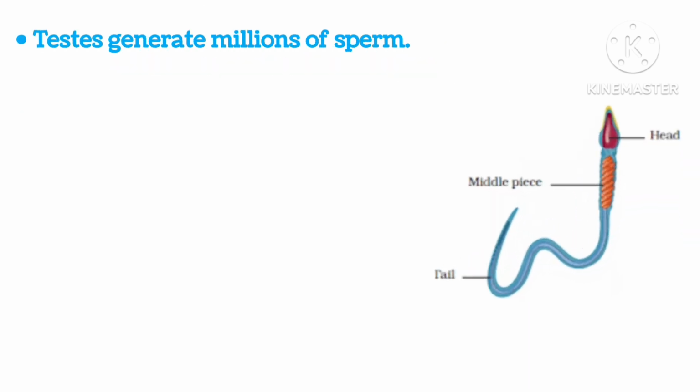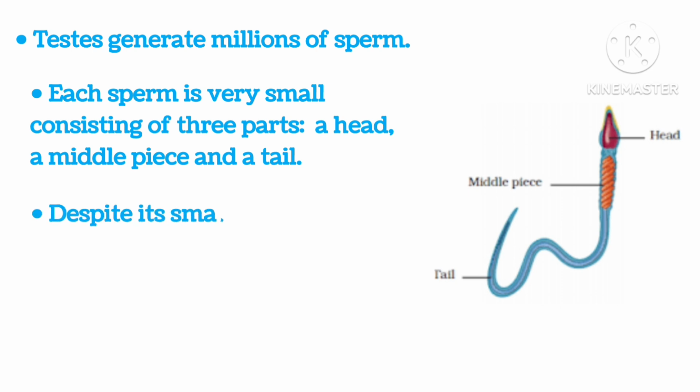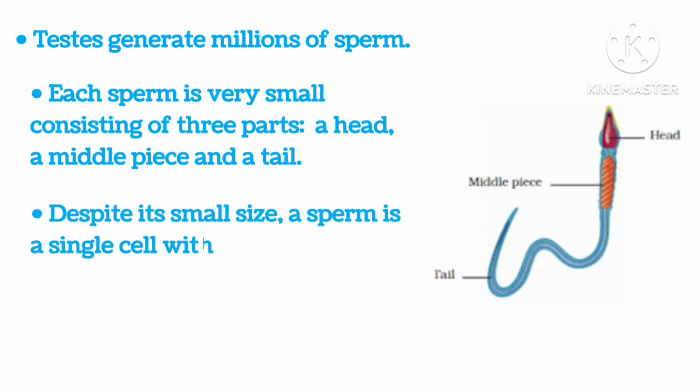Testes generate millions of sperm. Each sperm is very small, consisting of three parts: a head, a middle piece, and a tail. Despite its small size, a sperm is a single cell with all the usual cell components.